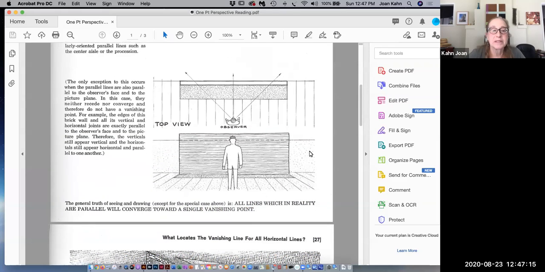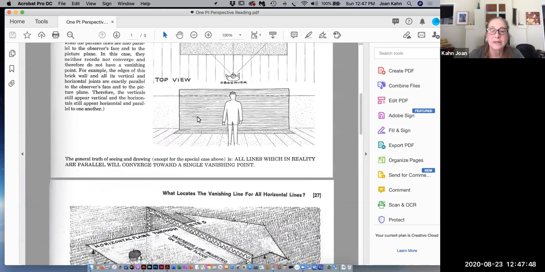The only exception to this occurs when the parallel lines are also parallel to the observer's face and to the picture plane. And we're looking at a diagram here that shows that. In this case, they neither recede nor converge and therefore do not have a vanishing point. For example, the edges of the brick wall and all its vertical and horizontal joints are exactly parallel to the observer's face and to the picture plane. Therefore, the verticals still appear vertical and the horizontals still appear horizontal and parallel to one another. So this is a good example.